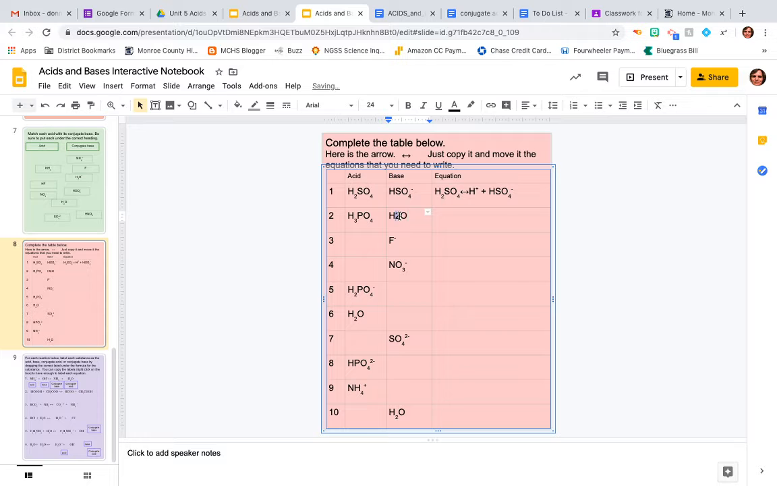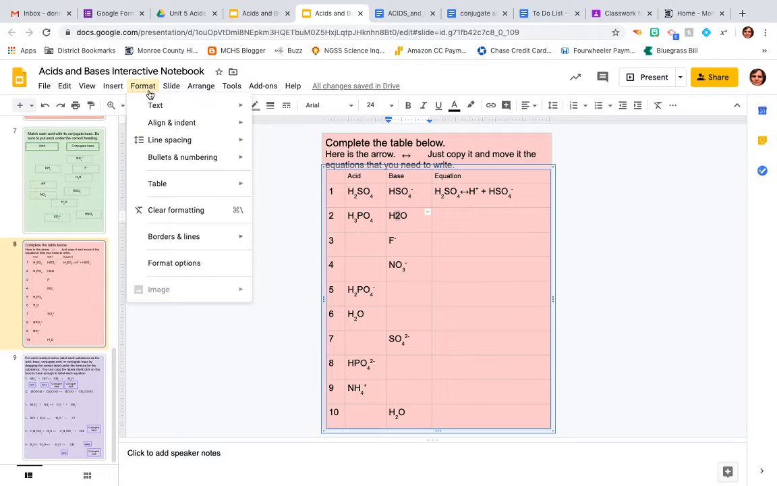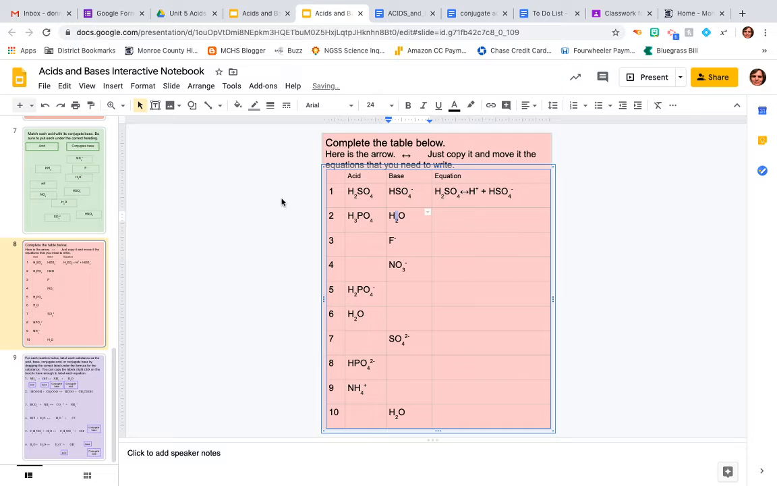and I want that 2 to be a subscript, I just highlight the 2, go up here to Format, Text, Subscript, and there you go. Now I have a little 2. So do that for me.